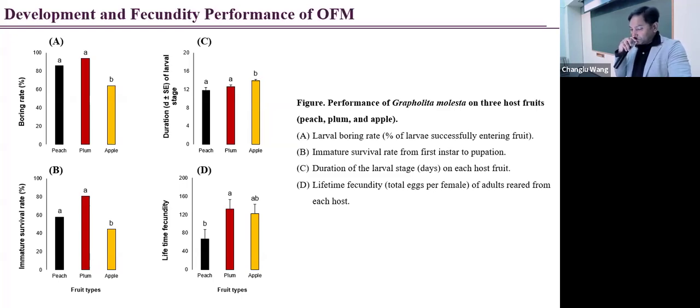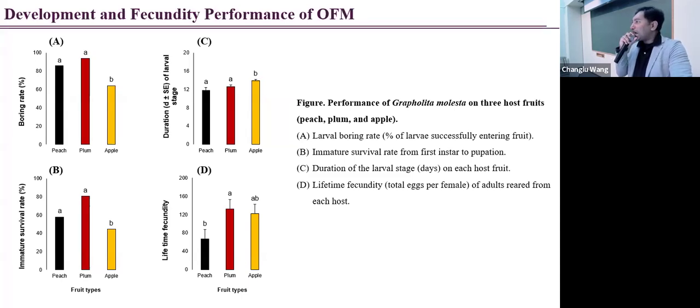But here's the thing: lifetime fecundity is higher on plum and apple. It's quite interesting, right? Boring rate is higher on peach. Larval duration is lower on peach. Survival rate also higher on peach, but fecundity is lower.